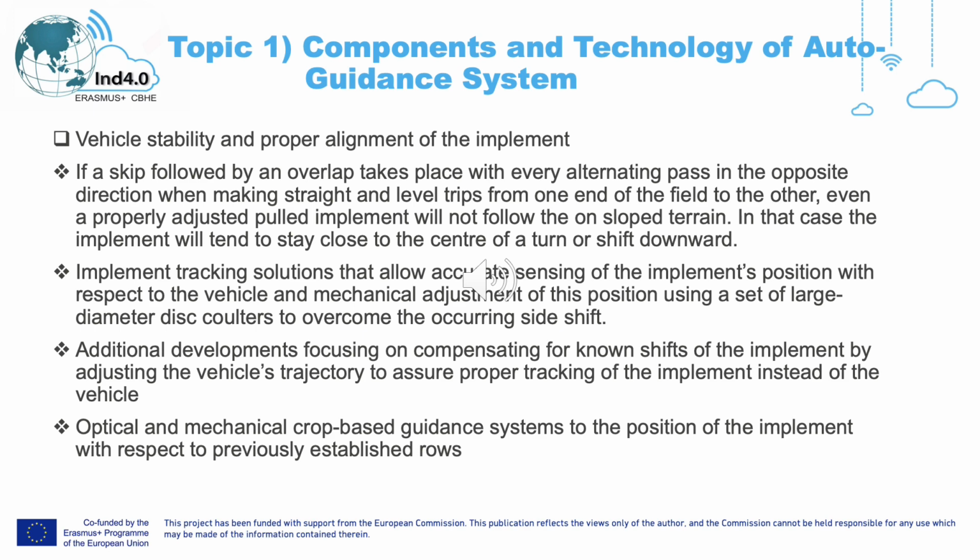They use a set of large diameter disc coulters to overcome the occurring side shift. Additional developments are focused on compensating for known shifts of the implement by adjusting the vehicle trajectory to assure proper tracking of the implement instead of the vehicle. Optical and mechanical row-based guidance systems can also be useful when it comes to the position of the implement with respect to previously established rows.